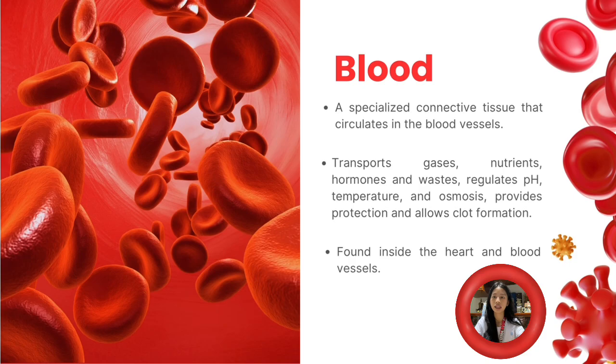Blood flows inside our heart and vessels, bringing oxygen and nutrients while removing wastes. It also regulates temperature and pH, and forms clots when needed. For example, when we exercise, blood works harder to deliver oxygen to our muscles.